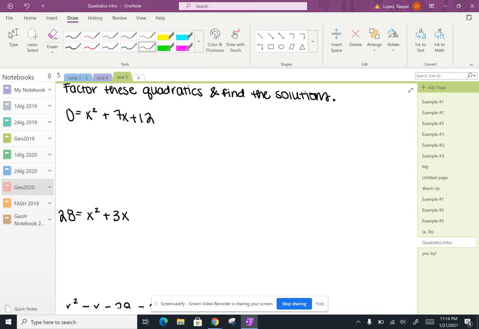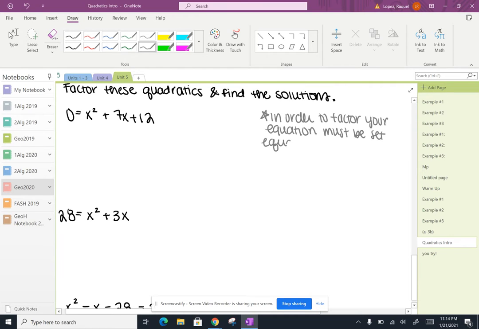Okay, so the first one is good to go because it's set equal to 0. And that's one thing that was not mentioned in the last video, is that in order to factor, your quadratic must be set equal to 0. And that might be worth writing down. In order to factor, your equation must be set equal to 0. So this first one is good to go.